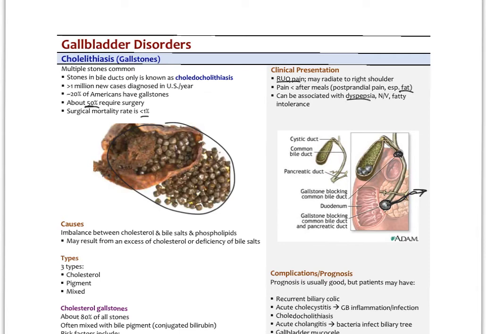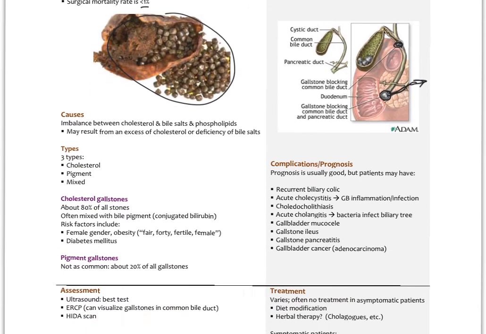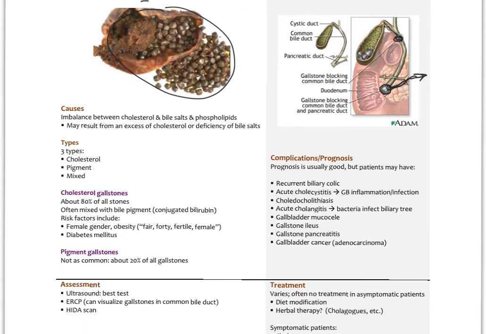Now, the basic cause of having gallstones is an imbalance between cholesterol, bile salts, and phospholipids. So you can have an excess of cholesterol or a deficiency in the bile salts. This typically means up in the liver, when the bile was made, it wasn't fine-tuned enough. The liver wasn't able to synthesize enough bile salts, or there was too much cholesterol or fats that it was trying to remove.